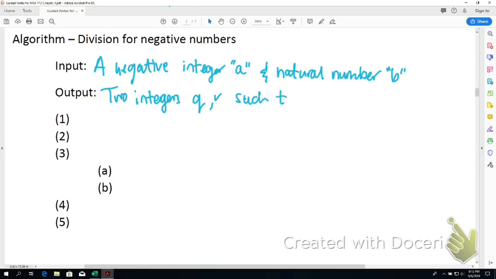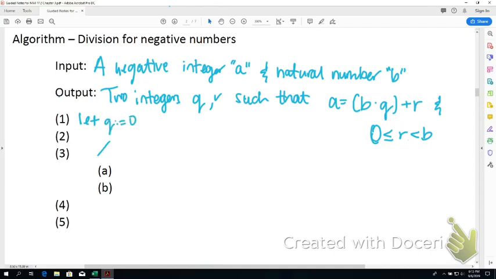such that a equals b times q plus r, and r is less than b. We don't have to have the equality there for the second one. Just remember, for the division algorithm, we're not going to check if a is less than b, because that's always true, and that won't really tell us anything. So the first step is let q equal 0.